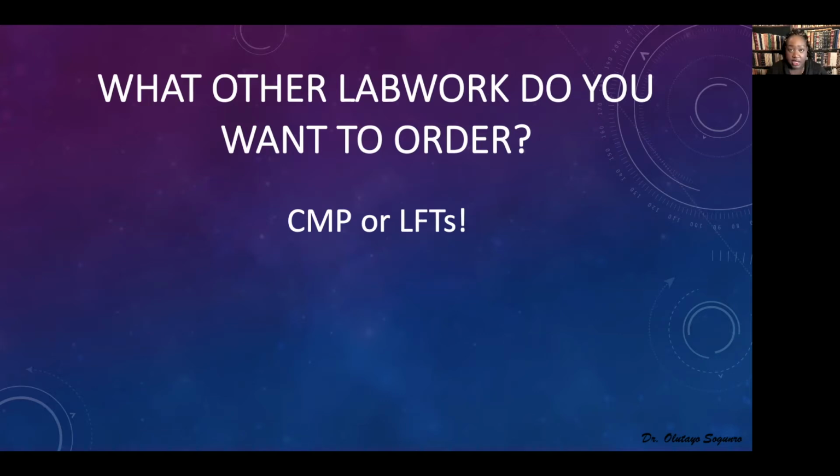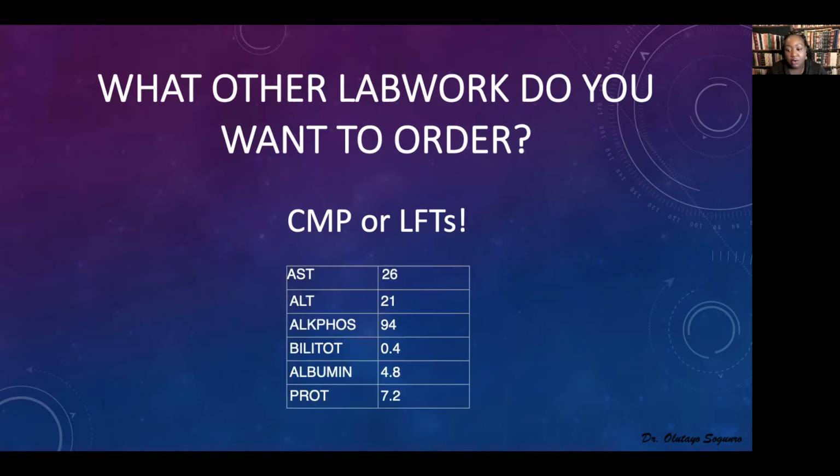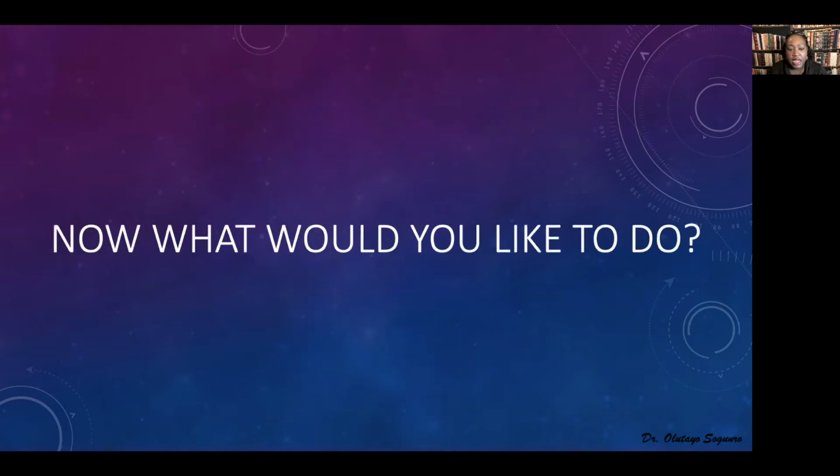In this particular case, while the patient was in the ED, only a CMP was ordered. All of her liver enzymes and proteins were within normal limits. Every lab varies slightly on the exact number cutoffs for these values, but generally, a total bilirubin greater than 1.5 is abnormal. Now, what would you like to do?